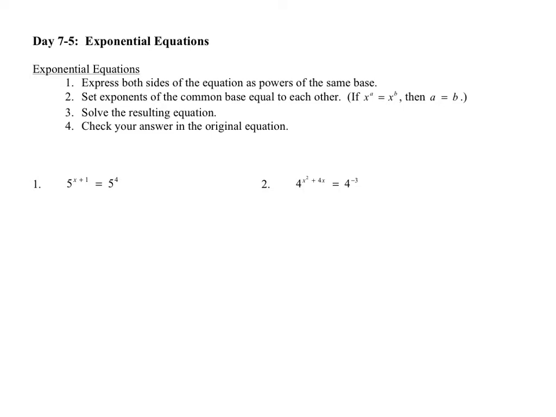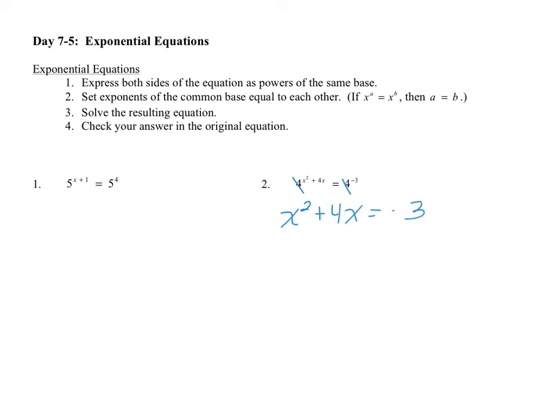Set the exponent of the common bases equal to each other. Which means once you have common bases, you can actually get rid of the bases and then set the exponents equal to each other and then solve. Okay, let's take a look at number 2. With number 2, I actually have common bases. So at this point, I can actually drop the bases and then set the exponents equal to each other.